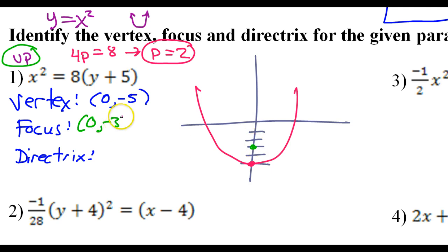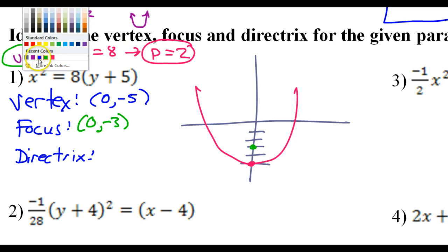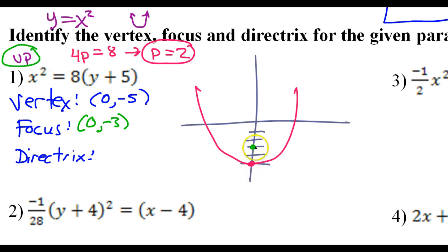Now the directrix will be in the opposite direction. Okay, so the directrix will be down 2, all right, from the vertex. So like 1, 2. The directrix will be down here. And you see how it's horizontal, so that's going to be y equals whatever this is. The vertex was at -5, so it's -6, -7. So y equals -7. Okay?